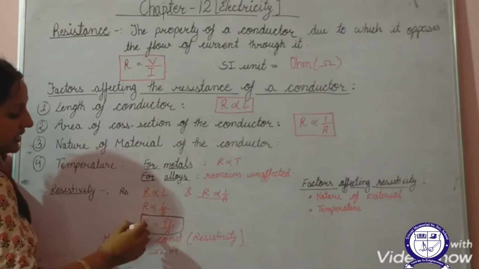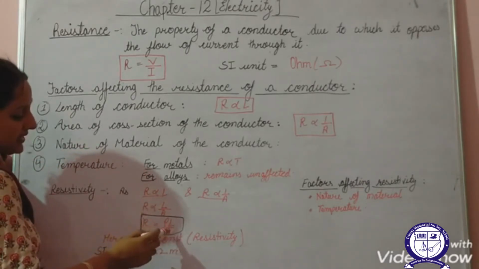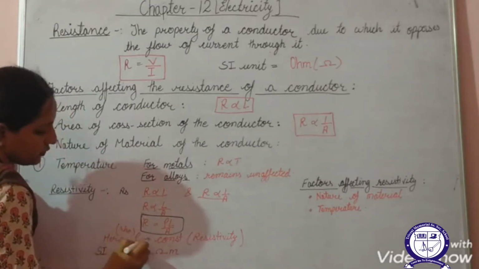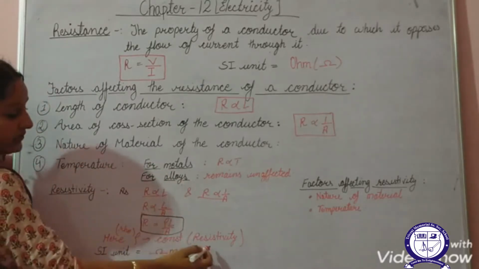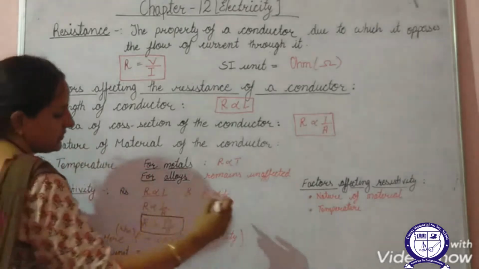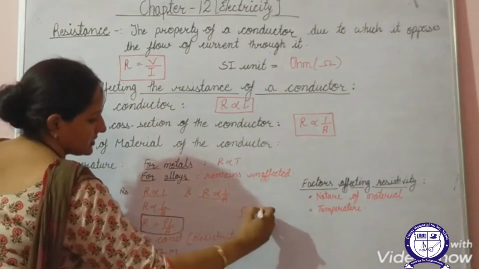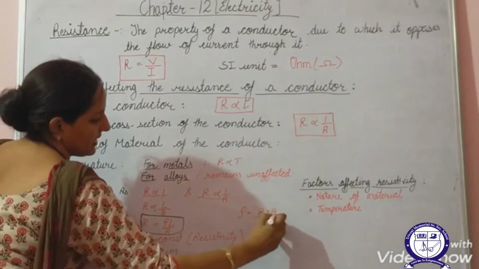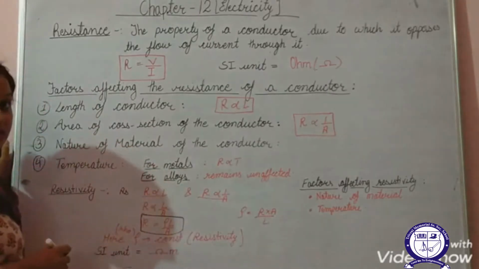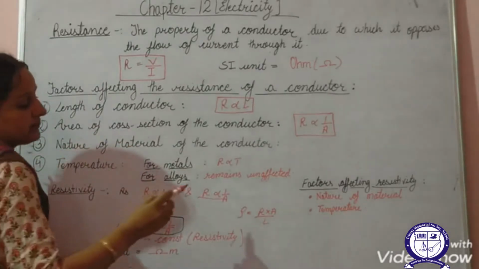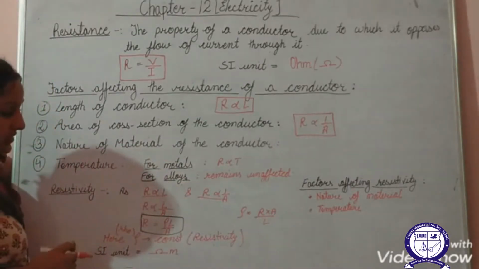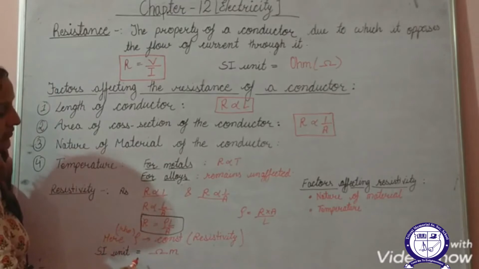So from this we can say that R is equal to rho L by A, where this symbol is rho. Rho is the constant of proportionality here, which represents resistivity. Now how can we define resistivity? From here we can say that resistivity is equal to R into A by L. That is, mathematically, resistivity is equal to the resistance offered by a conductor having unit length and unit area of cross section.